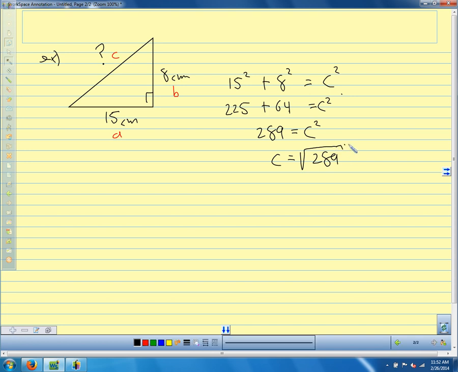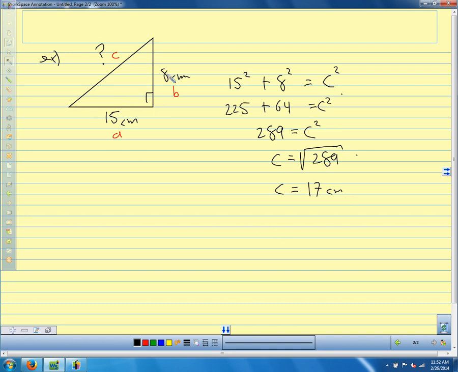Anybody happen to know what that is without calculating? Some people know some of the perfect squares. So the square root of 289 turns out to be 17. So c is 17 centimeters. So questions on that one? Pretty easy calculating with the Pythagorean theorem.